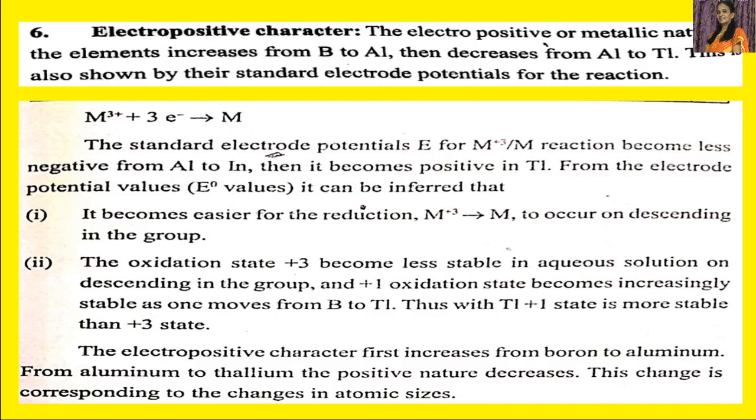Otherwise, in general, in the case of s block elements, as we move down the group, what happens? The electropositive nature also gradually increases with increase in atomic size. But here there is a discrepancy in the atomic size. Because of that reason, the electropositive character also shows some change in the trend.